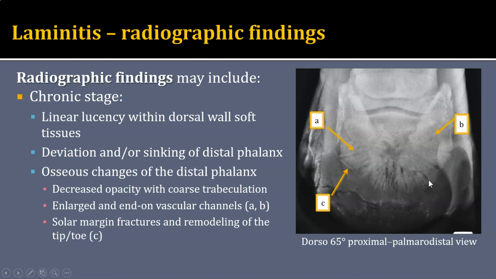And then this patient also has several little solar margin fractures, which are these little linear bone opacities, and then some resorption and lysis of that solar margin. And so this is a pretty severe case of osseous changes associated with chronic laminitis.